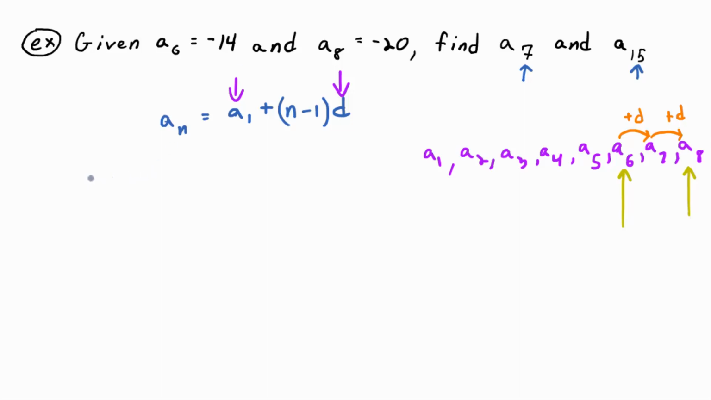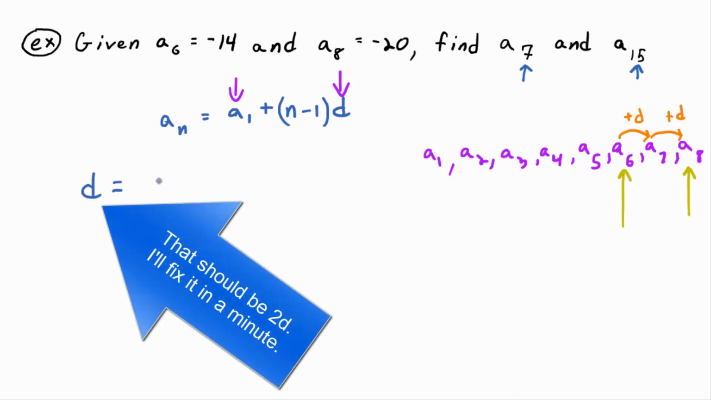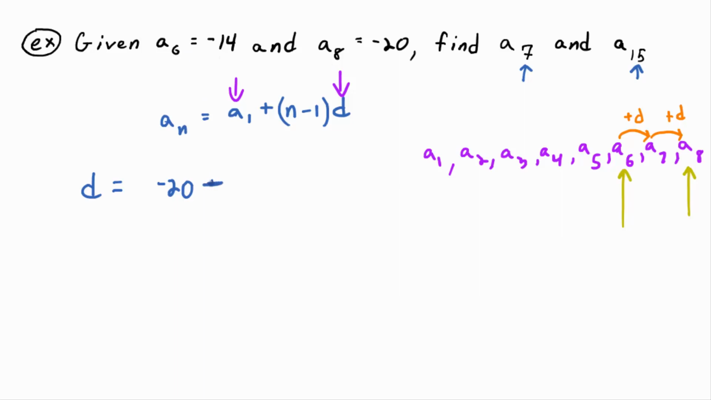There are other ways. So D is equal to, to find the difference, we're going to take negative 20, that's A8, right? And subtract negative 14. So take the number further down the list, right? And subtract, take A8 minus A6. So let me write out what I just did there. So this guy is your A8, negative 20, and negative 14 is your A6. And then what do you get here? So this is D. So, add, right? Subtract negative 14, add 14.